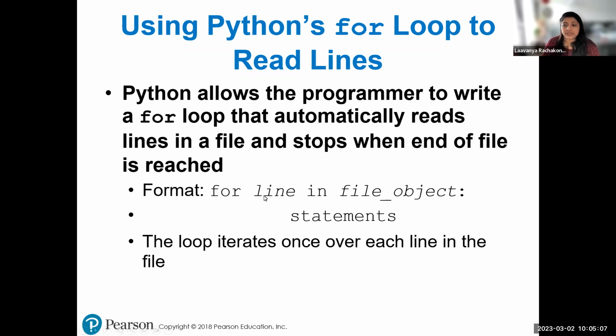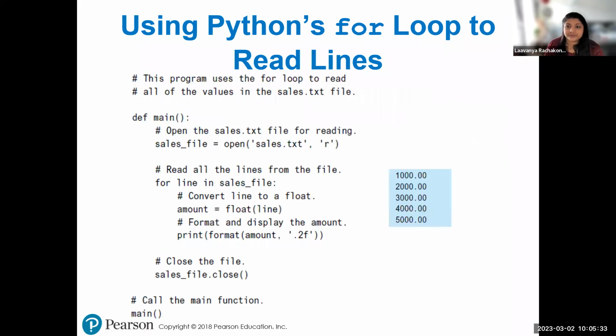So we have for line in file object statements. The loop will iterate over each line of the file. When you are using the for loop, there is no need to mention the empty string, or the sentinel. So even if you are writing the data with an empty string in the first line and then you are having multiple empty lines in your file, it doesn't matter because you are using a for loop.